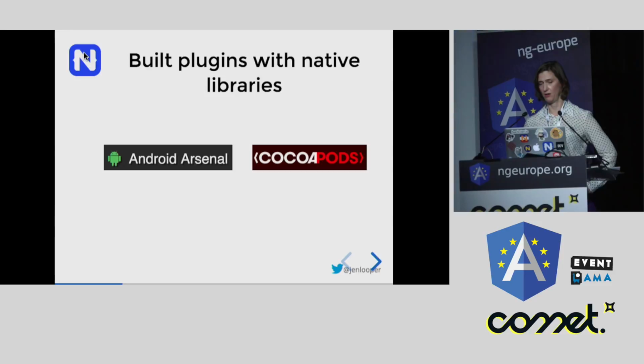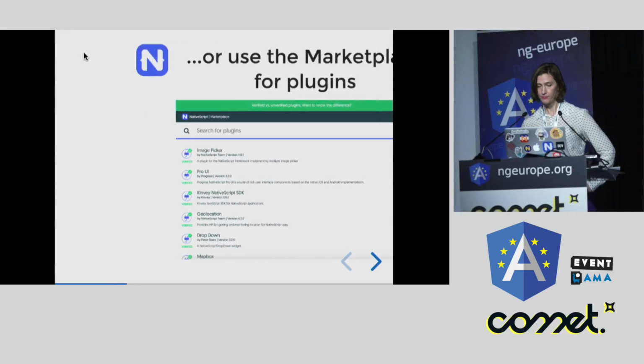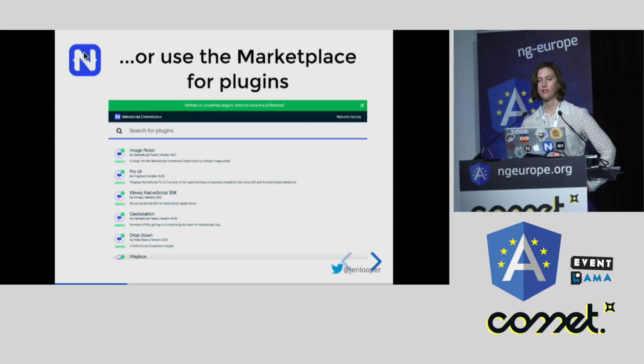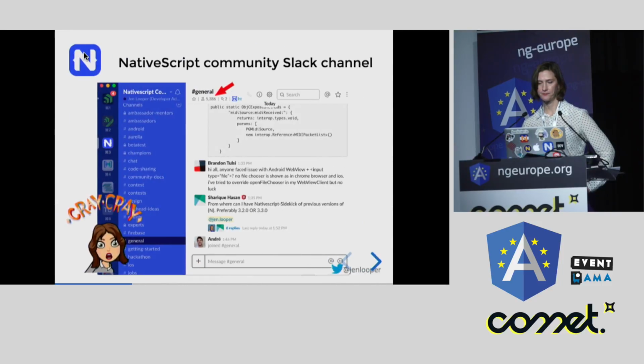But there's about, I want to say, 600 plugins available, something like this, on NPM, ready to try. And if you want to look for those, you just go to the marketplace. So you go to market.nativescript.org and take a look at the plugins that are available for you.